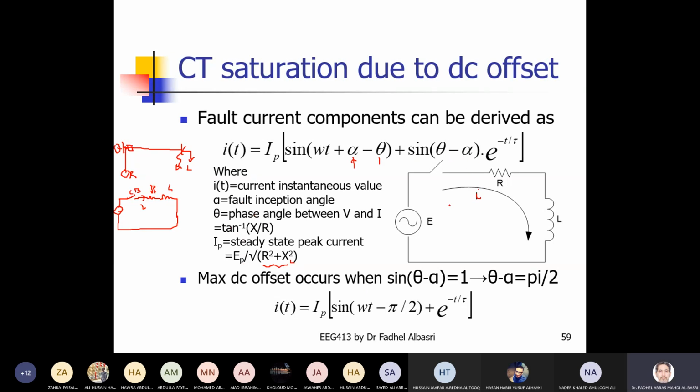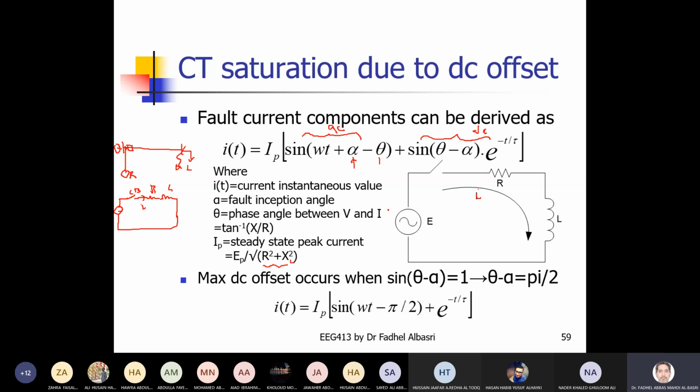So as you can see, if you switch this at the instant where alpha is equal to the power factor angle, or the impedance angle, you would end up with a sine of 0. There will be no DC. This is the DC. This is the steady state AC component. This is the decaying DC component in the current.